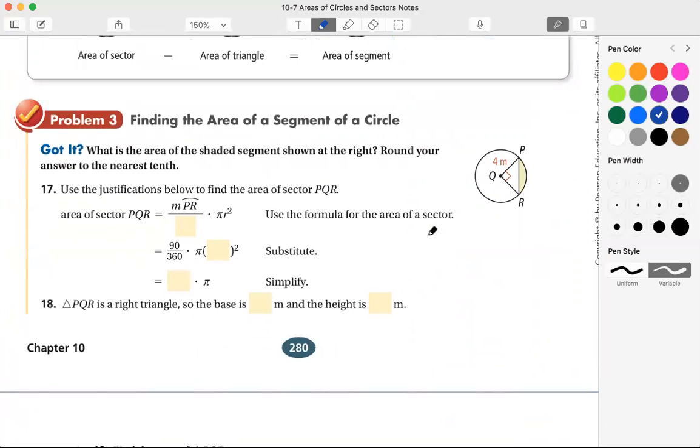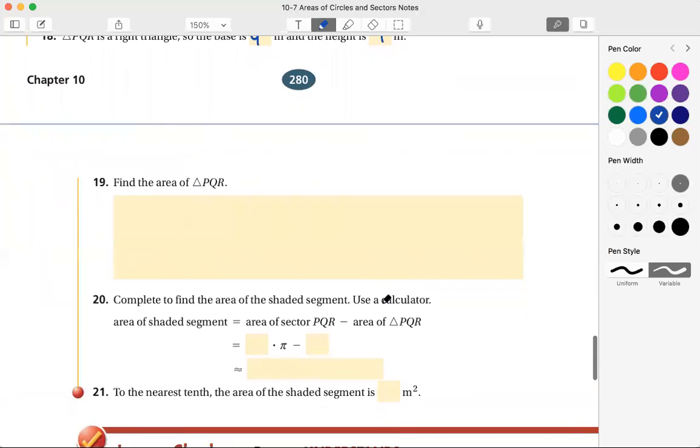So finding the area of a segment of a circle. All right, so first thing is we find the area of a sector. So it's going to be the fractional part, measure of arc PR divided by 360 times the area. So 90 divided by 360 times pi times 4 squared, and that's going to give me 4 pi. The triangle is a right triangle, so the base is 4, and the height is also 4. So the area of the triangle, A, equals 1/2 base times the height, which is 1/2, 4 times 4, which is going to give me 8.